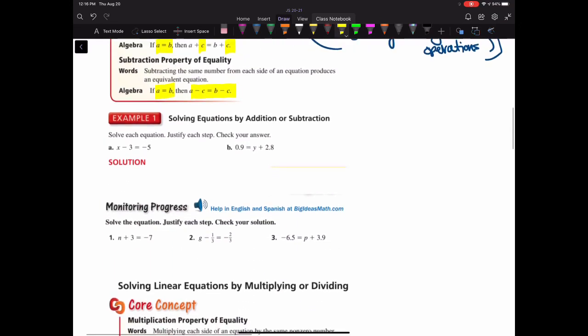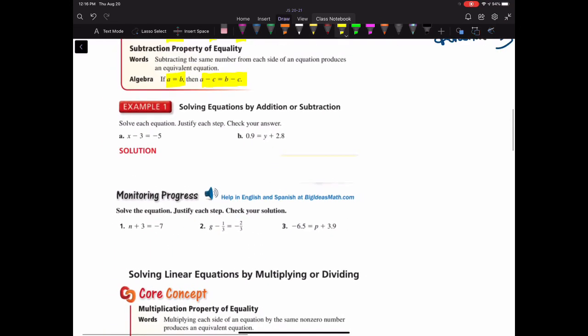All right, so example 1 here. We're looking at x minus 3 equals negative 5. We always want to solve for the unknown. The unknown will be represented by a letter. In example A, the unknown is x. And right now, x has nothing in front of it, meaning that it's positive. So I'm not going to want to move the x, okay? But I want to get rid of the negative 3.